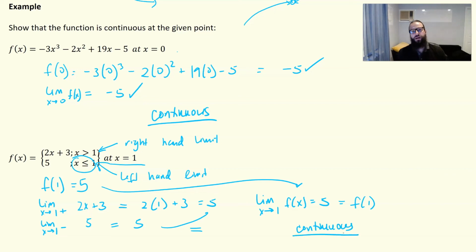So in the case of a piecewise defined function, we do have that change in the domain, and we have two separate pieces of the function that we have to verify from the left side and the right side.